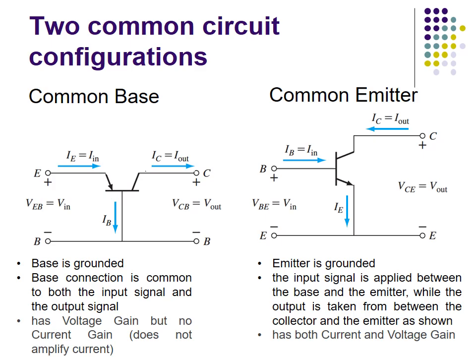So let's take a look into the two common circuit configurations. In common base configuration, the base is connected to ground, which is common to both input and output signal. Under this configuration, it has voltage gain but no current gain. For common emitter configuration, the emitter pin is connected to the ground, and for this configuration, it has both current and voltage gain.